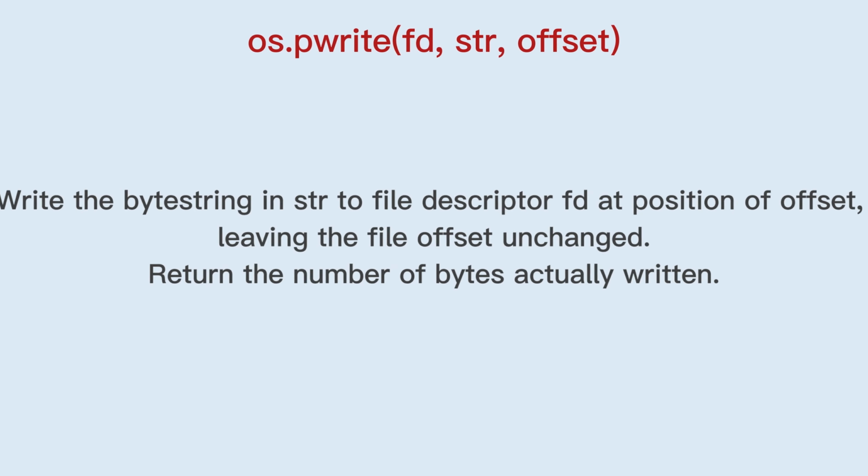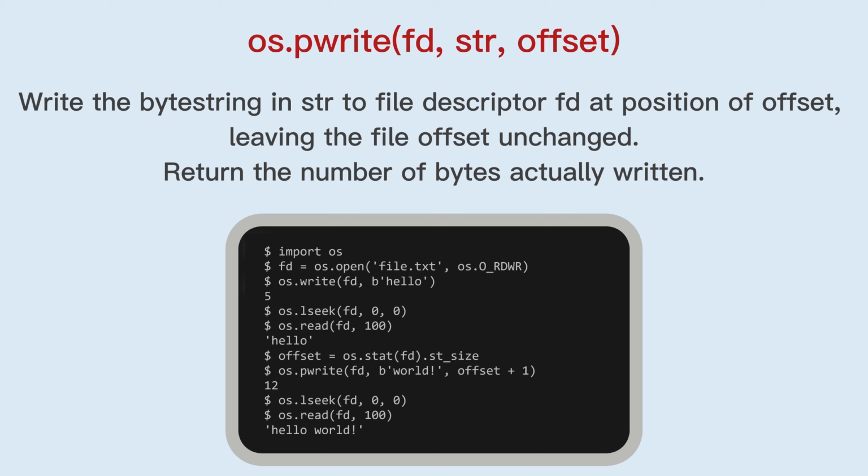os.pwrite. Write the byte string in str to file descriptor fd at position of offset, leaving the file offset unchanged. Return the number of bytes actually written.